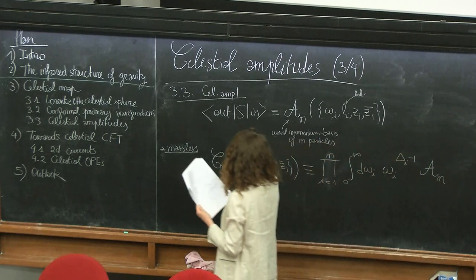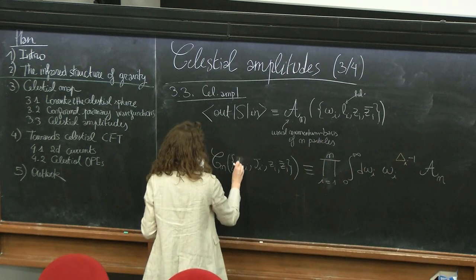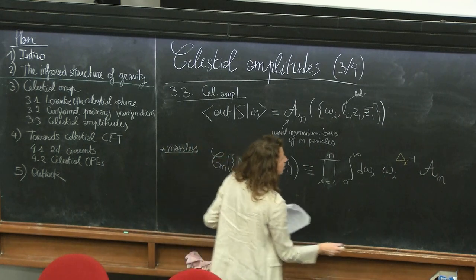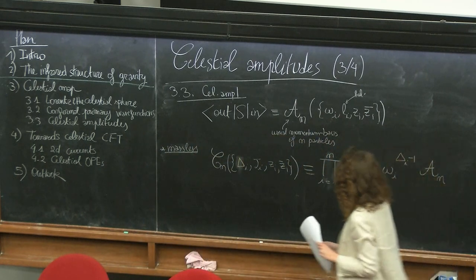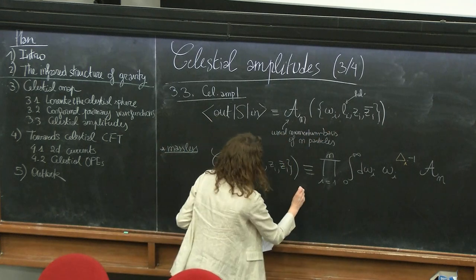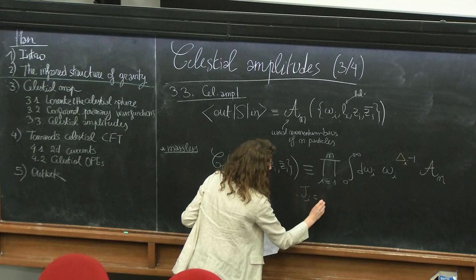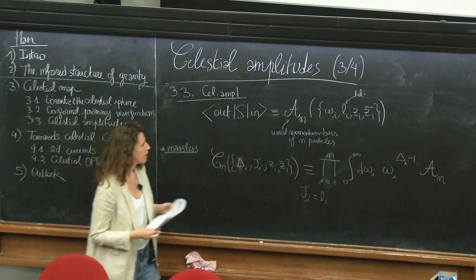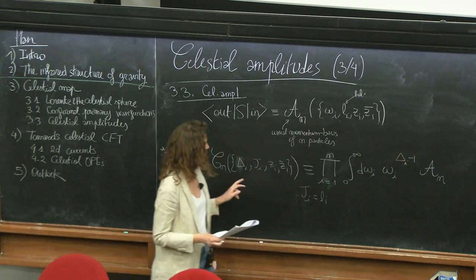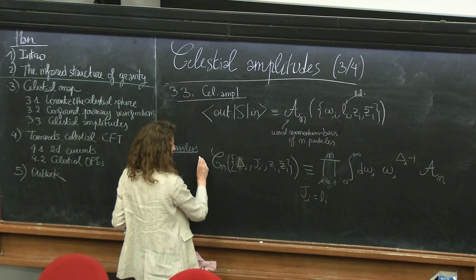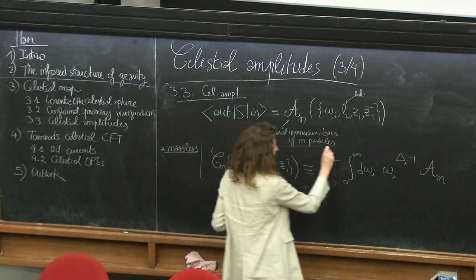Where here the identification between the l and the J is just really needed in the identification between the helicity and the spin, as I have mentioned before. And we trade the energy for this delta. And this is the definition of a celestial amplitude.